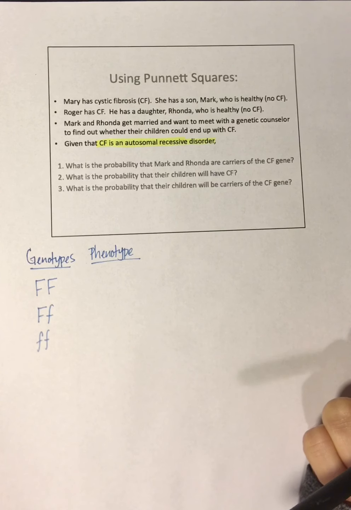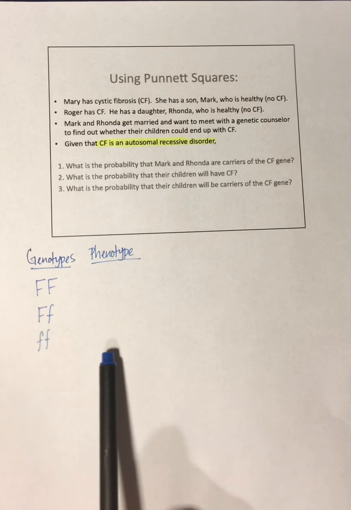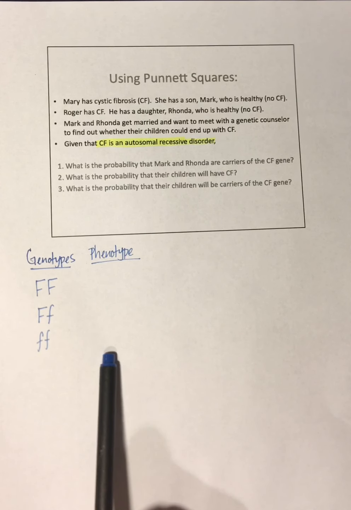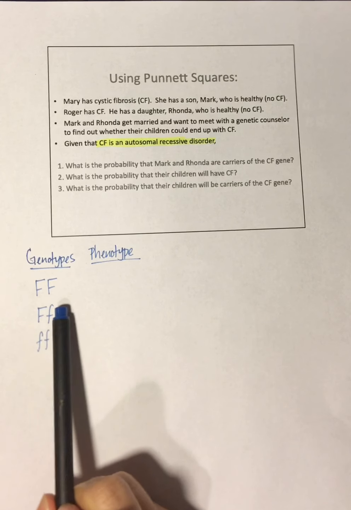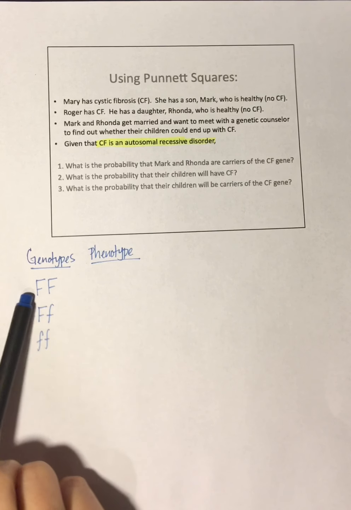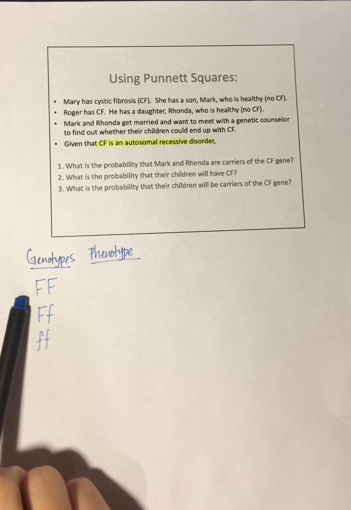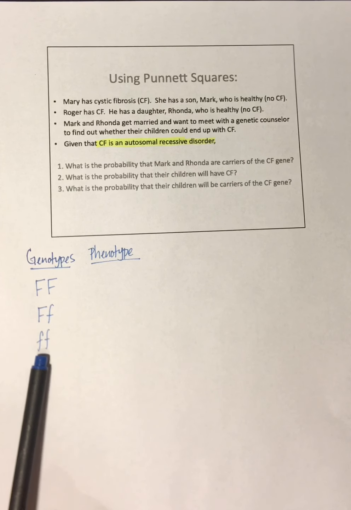When I start any genetic story problem like this, I first like to start by listing the genotypes and the corresponding phenotypes. So I've chosen the letter F to represent the cystic fibrosis alleles. And you can see there are 3 possible genotypes. Capital F, which is our homozygote dominant genotype. Capital F, lowercase f, and that is the heterozygote. And then we have lowercase f, which is the homozygote recessive genotype.